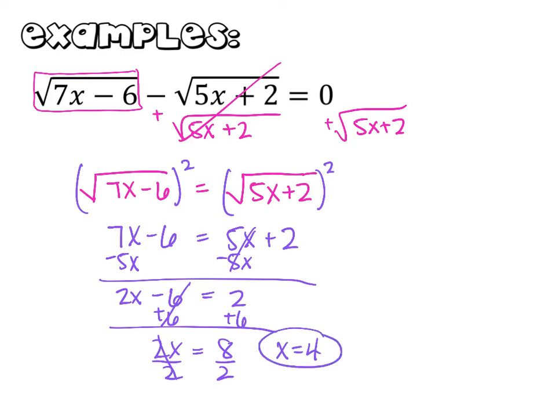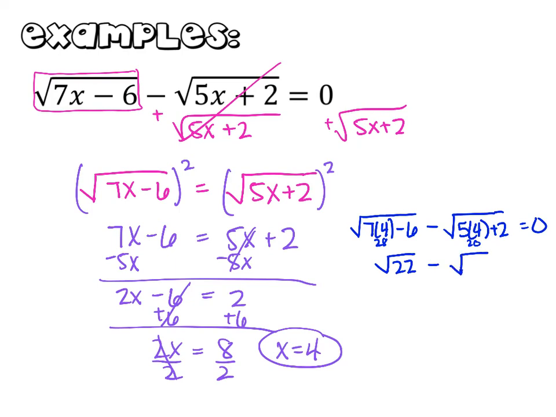So then when I go to check my work, I want to make sure I check my work all the way back in the original equation always. So the square root of 7 times 4 minus 6 minus the square root of 5 times 4 plus 2 is supposed to equal 0. That's 28 minus 6, so the square root of 22, minus 20 plus 2, is the square root of 22, is supposed to equal 0.